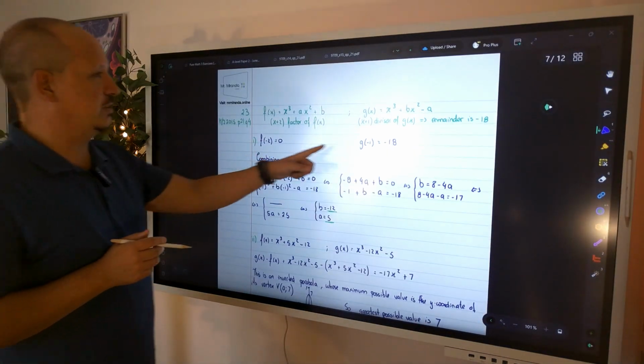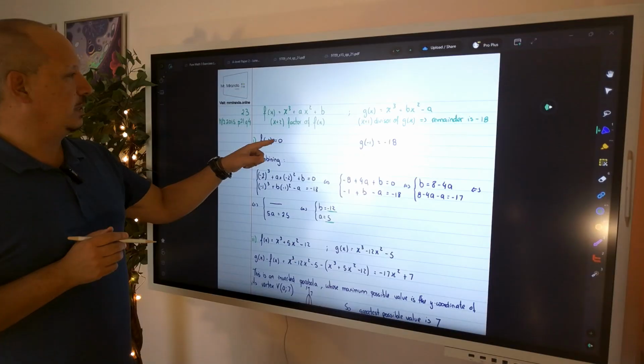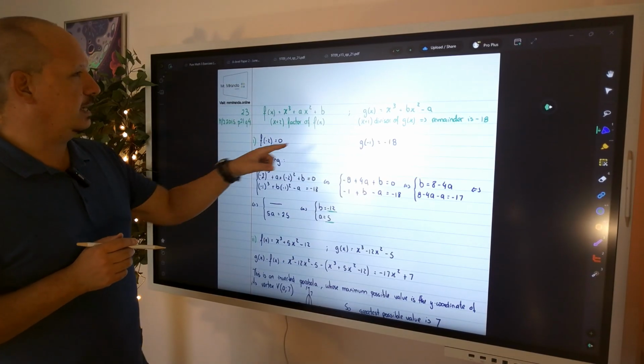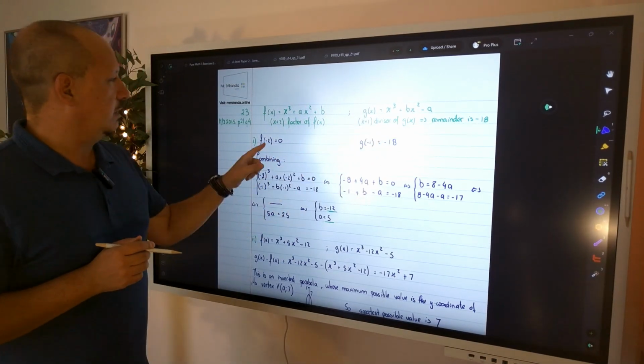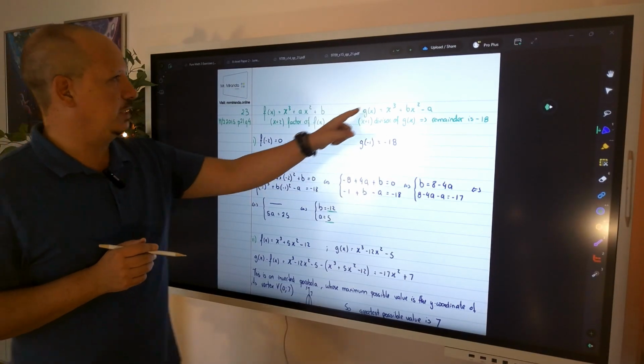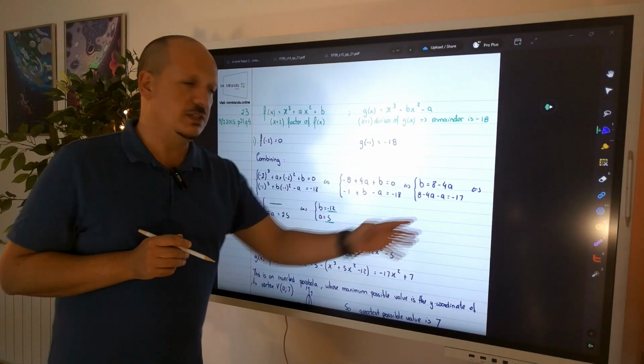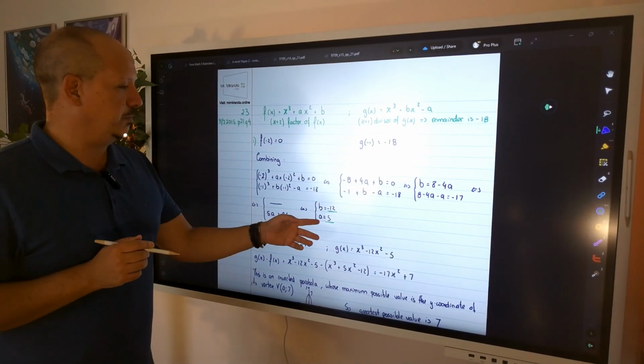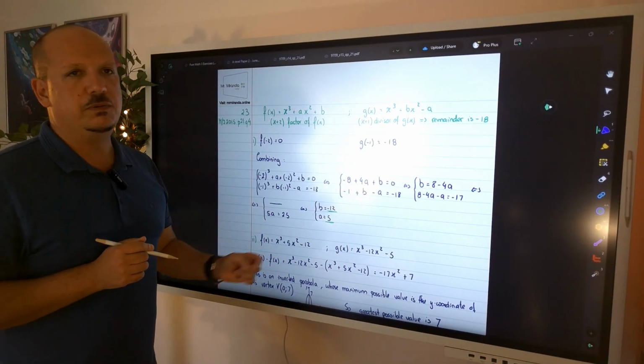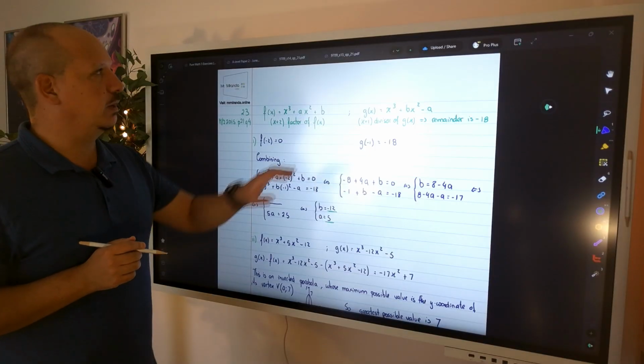This is what I just said. So you just plug in minus 2 over here and minus 1 over there. Equal this one to 0, equal that one to minus 18, solve the corresponding simultaneous equations, and you'll get the values of a and b, a being equal to 5 and b being equal to minus 12.